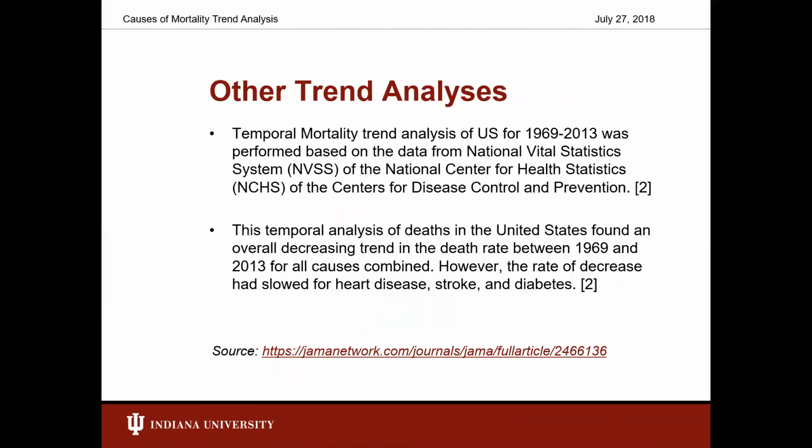So, other trend analyses that are out there. A temporal mortality trend analysis for the US was done between the years of 1969 to 2013. It was performed from the National Vital Statistics System, which is a subset of the CDC. This basically found an overall decreasing trend in the death rate, as you saw in this diagram here. However, the rate of decrease had slowed down for heart disease, stroke, and diabetes.